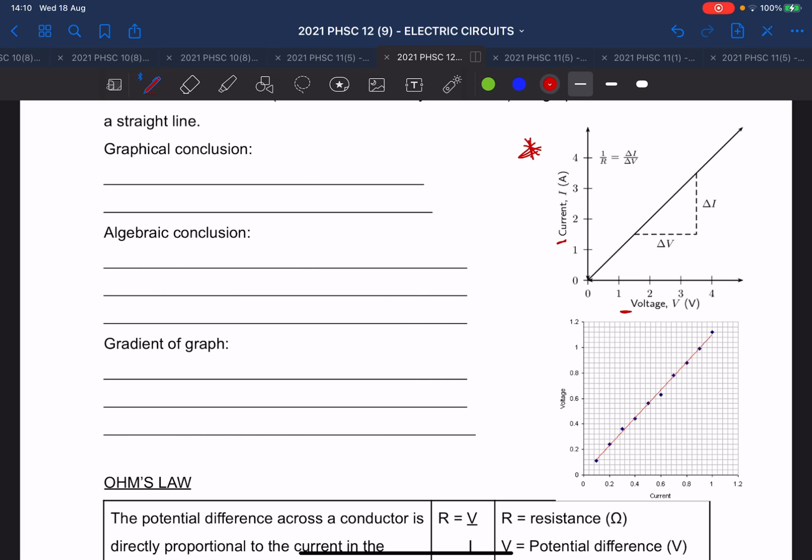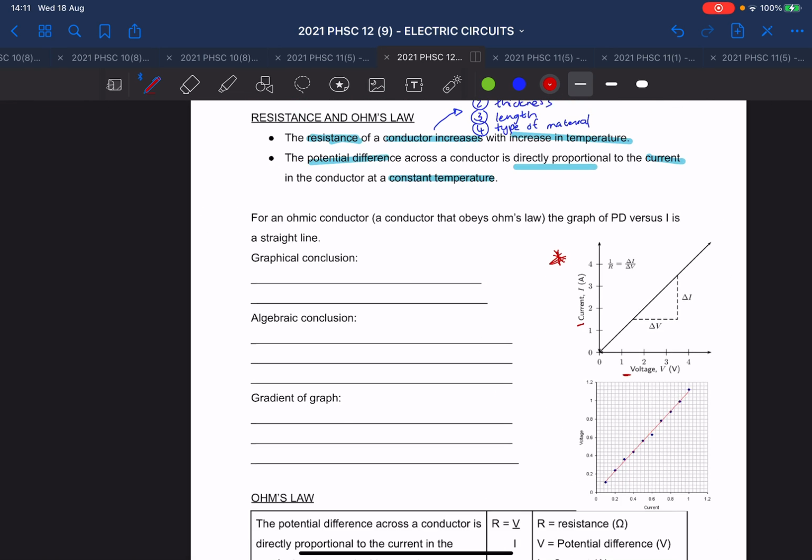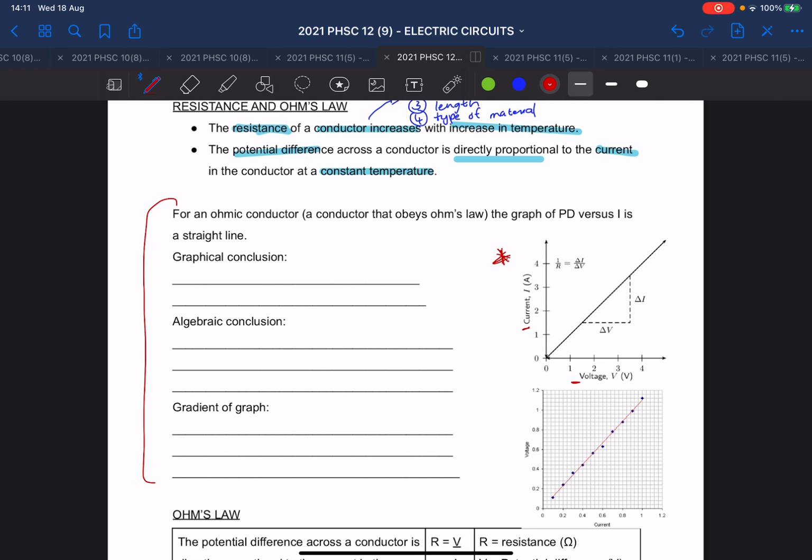Now, ma'am, the gradient looks the same. Let's look at their gradients. Why do we look at the gradient? We always look at the gradient if we get a graph, especially a straight line graph, because it tells us a lot of information. So if we look at this first graph, all of this will be on the first graph.